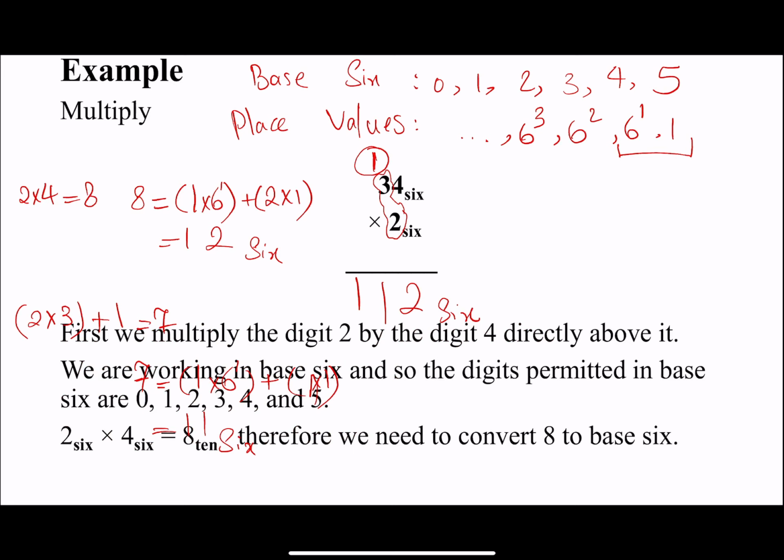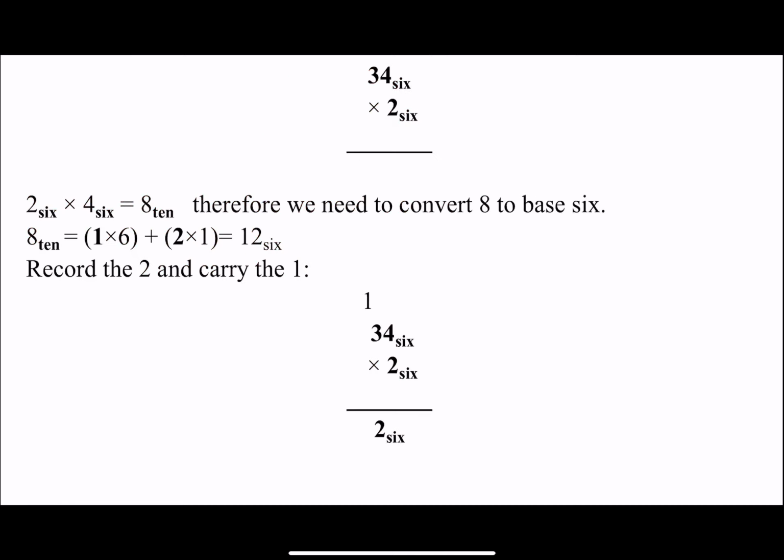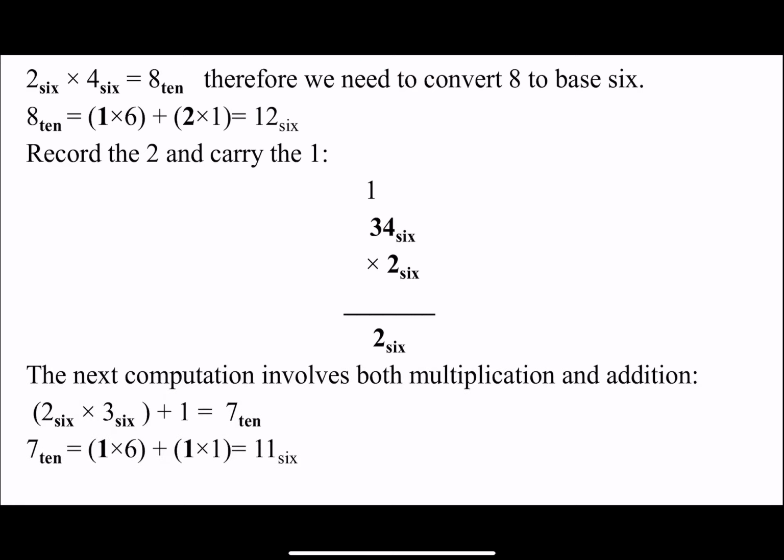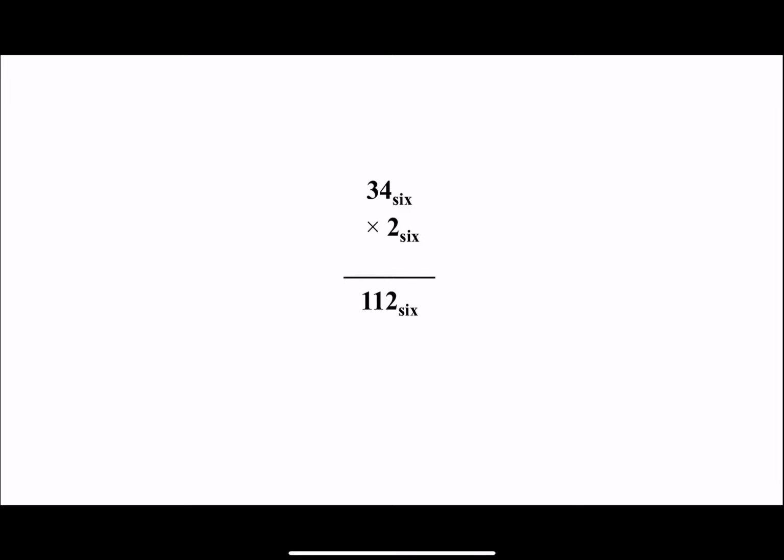So first of all, multiply 2 and 4 is 8. 8 is not allowed in base 6, so I converted that to base 6, and the answer was 1, 2. So I placed 2, I carried 1, the other digit. Then I multiplied 2 by 3, and I added that to the digit that I carried. So 2 times 3 is 6, plus 1 is 7. 7 is not allowed in base 6, so I converted that, and the answer is 1, 1. So 3, 4, base 6 times 2, base 6 is actually 1, 1, 2, base 6.